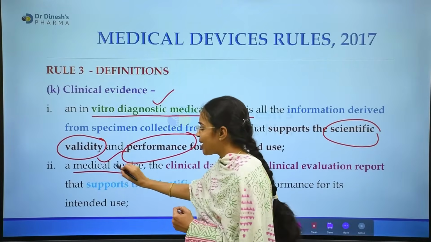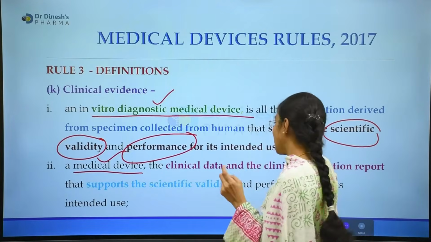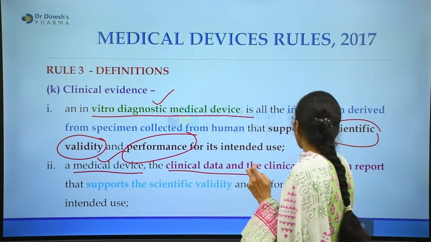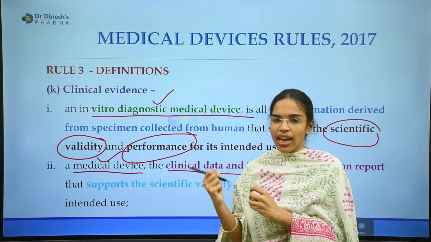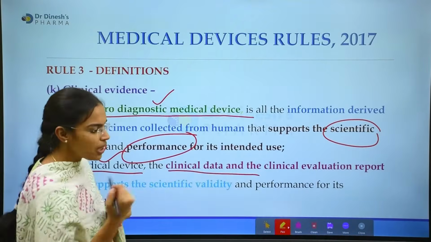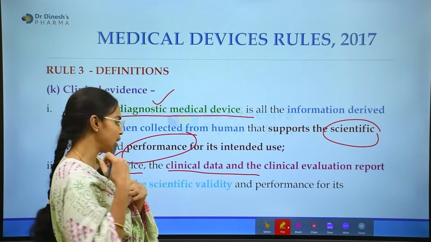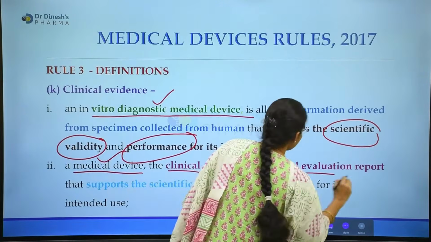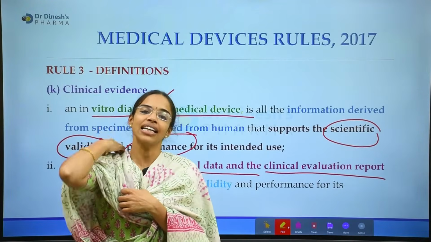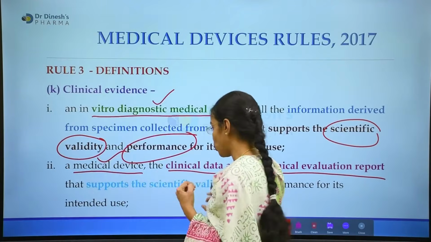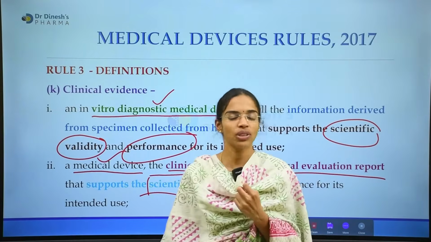So what is the clinical evidence with respect to a medical device? It is the clinical data. For a diagnostic medical device, it is the information received from the specimen. But with respect to a medical device, it is the clinical data and the clinical evaluation report that we have to consider. Again, it has to support the scientific validity.